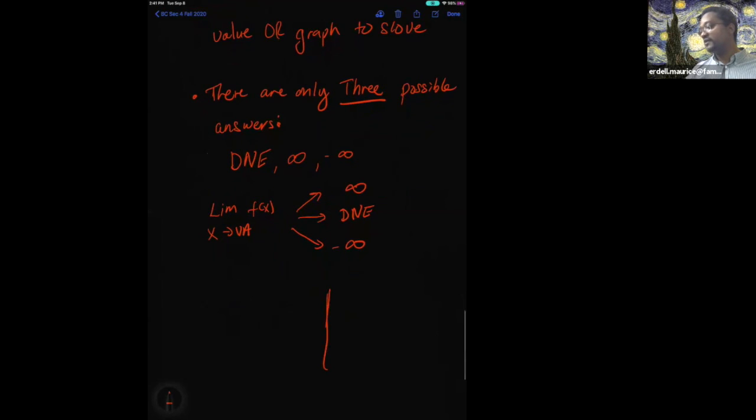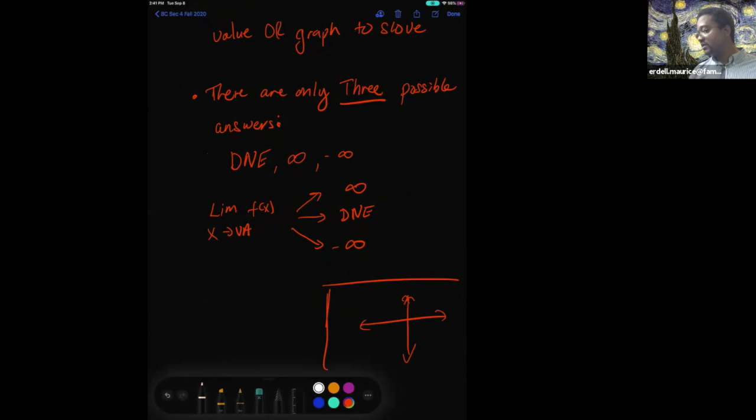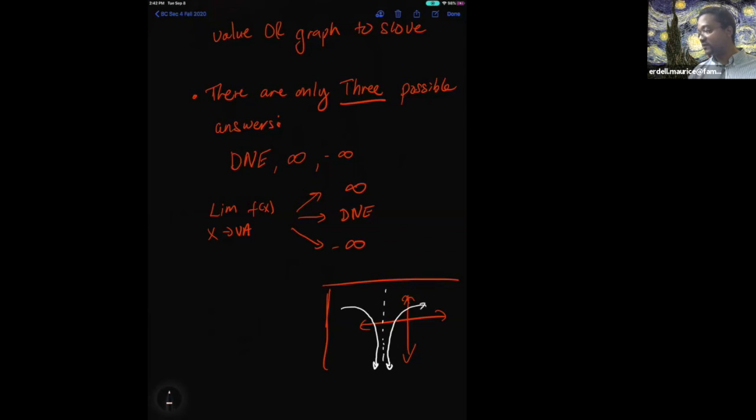Of course, the negative infinity would simply be an example where I have my axes, I have my asymptote, and then on the left side, the function is going downwards forever, and on the right side, it is also going downwards forever, right? So at that vertical asymptote, the answer is going to be negative infinity. Any questions there?